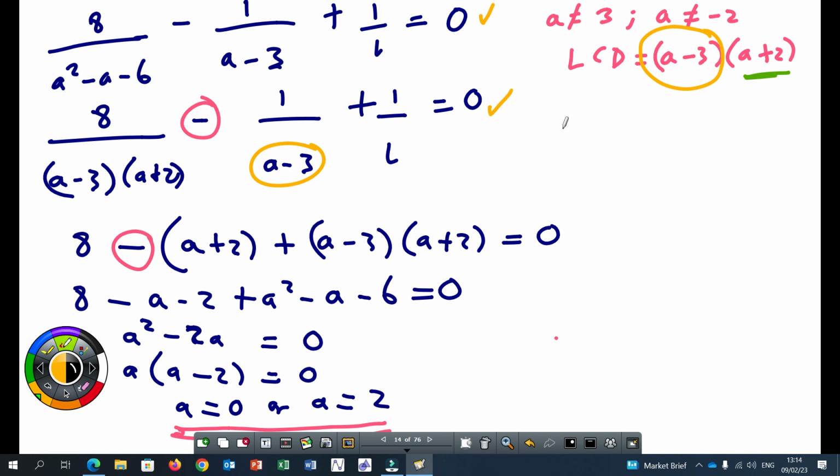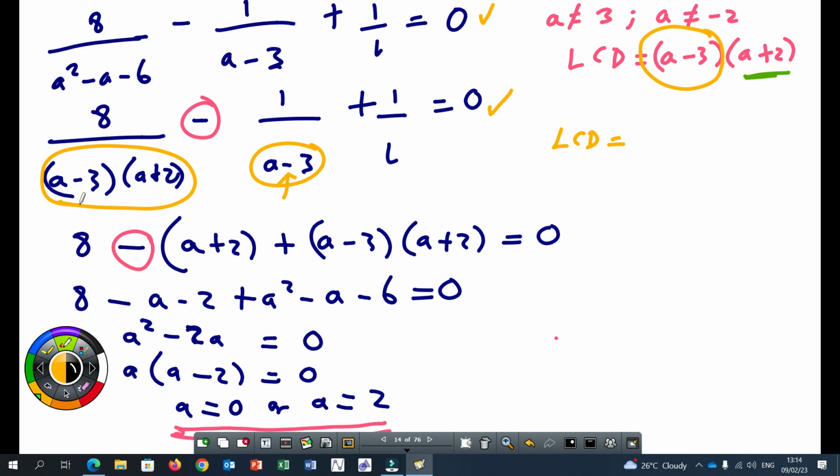Finding the LCD is not a complicated thing. Okay? What you do, you look at your denominators. So here we have a minus 3 multiplying a plus 2. Here we have got a minus 3, which is the same as this. Isn't that so? Right? Then here we have got a 1. What that means is, if I want to create the LCD here, which term should I multiply that a minus 3 with? A plus 2.